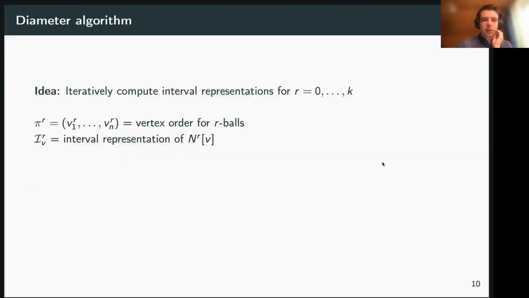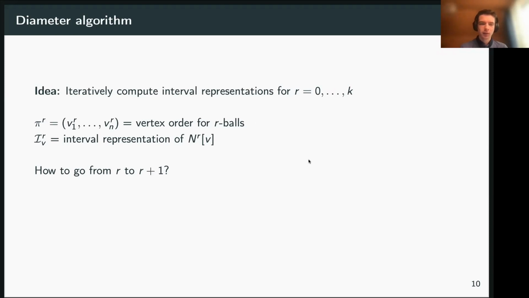And what's the idea behind the diameter algorithm now? We want to use dynamic programming. We will compute interval representations of all R-balls in the order of increasing R. So we start with a trivial representation. We have balls of size 0, so each ball is just a single vertex. Then we can have an arbitrary vertex order for such a case, and each interval representation is just a single element. And the important question is how to grow these neighborhoods.